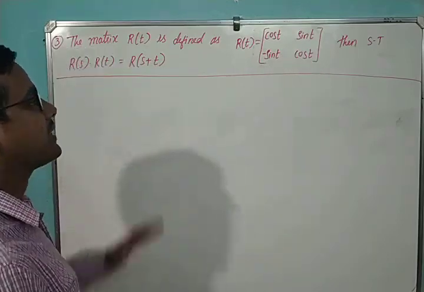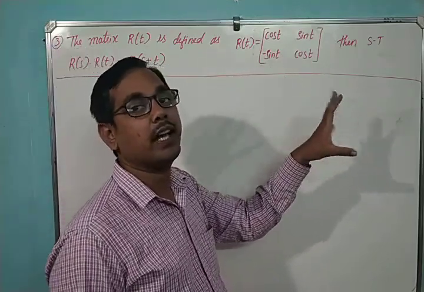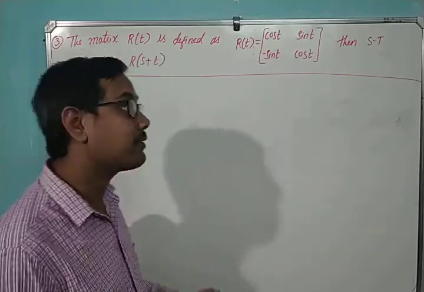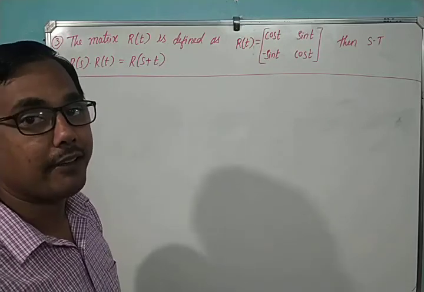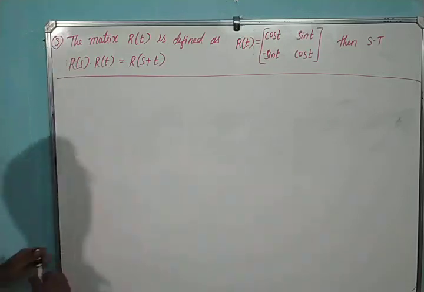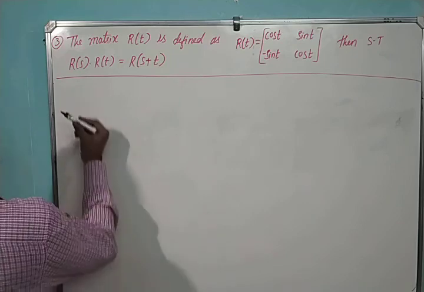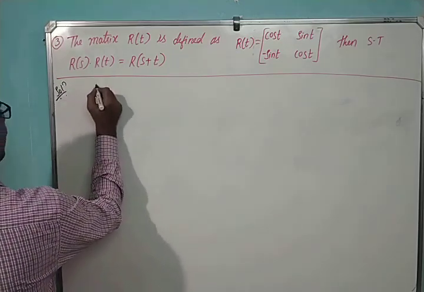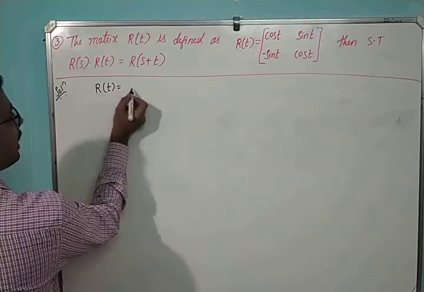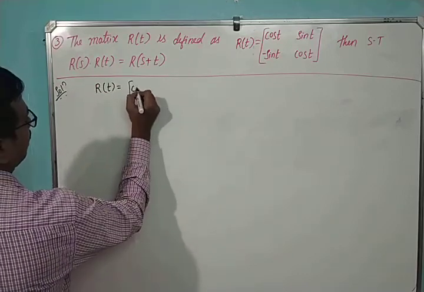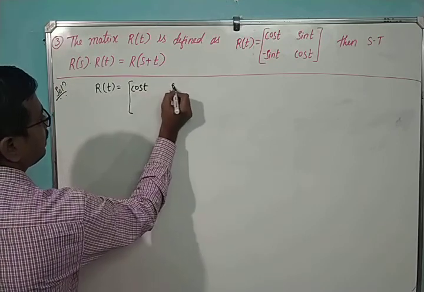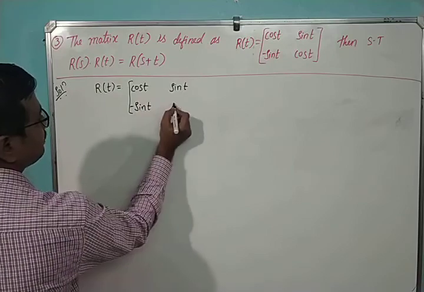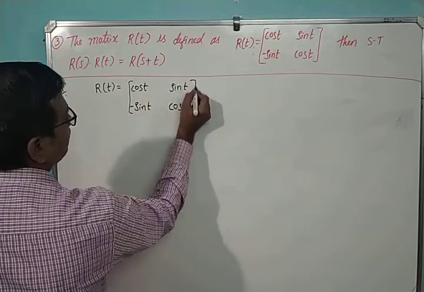If you multiply the same matrix when it is a function of s and when it is a function of t, you should get the matrix which is a function of s plus t. Right? So we'll see how it can be solved. Okay. R of t is given by what? Cos t, sin t, minus sin t, cos t.